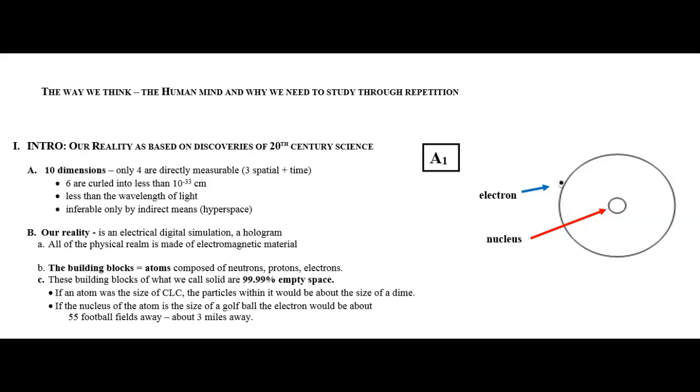The building blocks of atoms are composed of neutrons, protons, and electrons. And these building blocks, which we think are solid, everything seems like it's solid, but are actually 99.99% empty space. For example, if an atom was the size of a classroom, the particles within it would be about the size of a dime. If the nucleus of the atom was about the size of a golf ball, an electron right over here would be about 55 miles away.